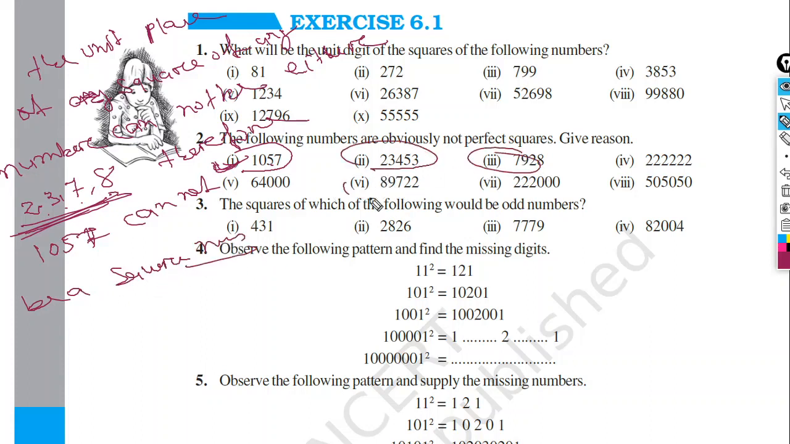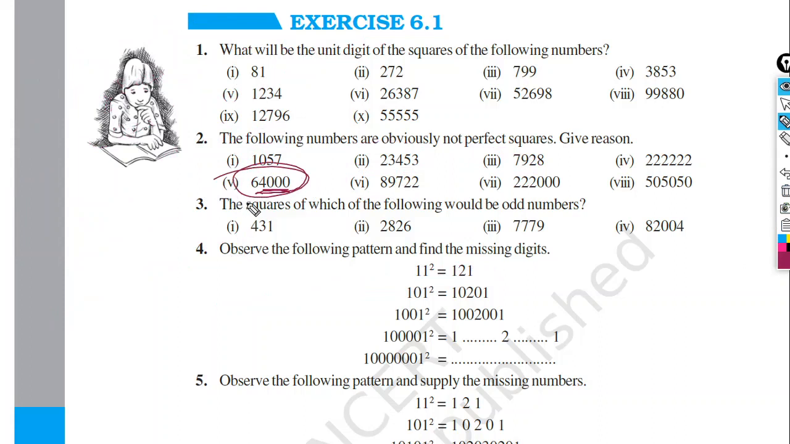Then ii, iii, iv and v are the same. Now we will move to here, v. Again you have to write, as there are three zeros, or an odd number of zeros from unit place towards left, then 64,000 cannot be a square number. We know that we require an even number of zeros. But there are how many zeros? 3 zeros, so this number also cannot be a square number.